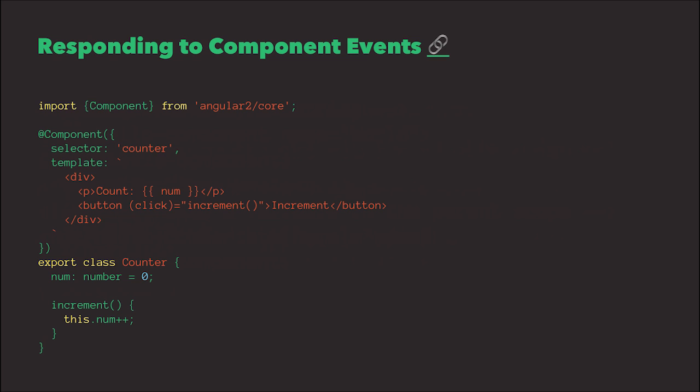So in order to attach this increment event to a button, what we do is set it to the click attribute for that button. But you'll notice that this looks slightly weird. The click attribute is actually wrapped in parentheses. And these parentheses are really important. This is the Angular 2 syntax for binding to events. Just like square brackets let you bind to data, parentheses let you bind to events. So now every time the user clicks on increment, num will be incremented by 1.